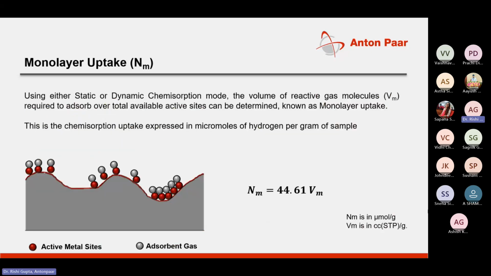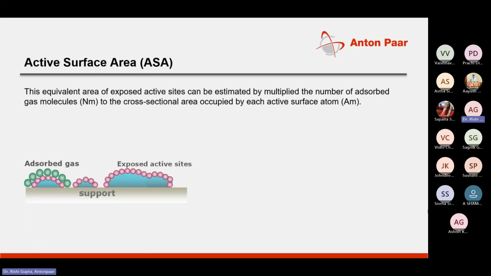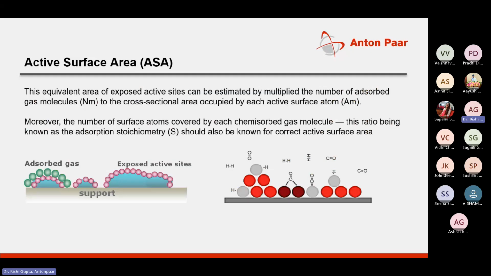When you say monolayer uptake, it is how many gas molecules basically attach over the metal. Active metal surface area, for this you need to know the stoichiometry of your gas material. So let's say I'm talking about hydrogen: it can go to one atom of metal, or it can go to two different atoms as well, because it has two possibilities to attach there. Similar to CO, it is going to one or it is going to two metal atoms. So this stoichiometry information is also required to understand the active metal surface area.